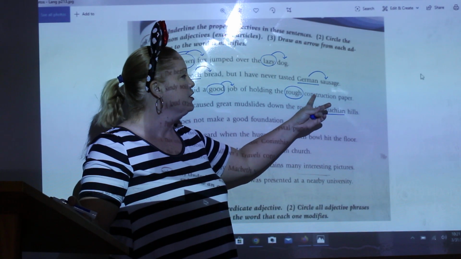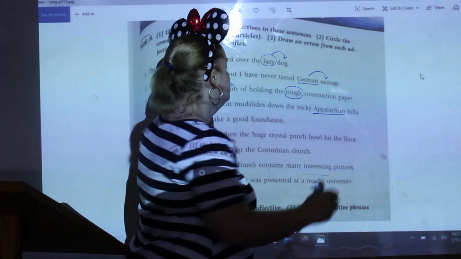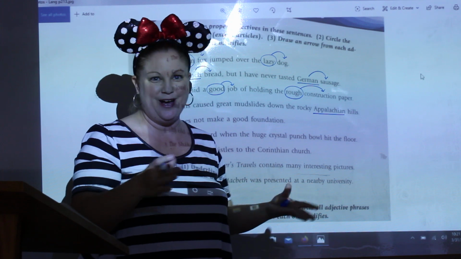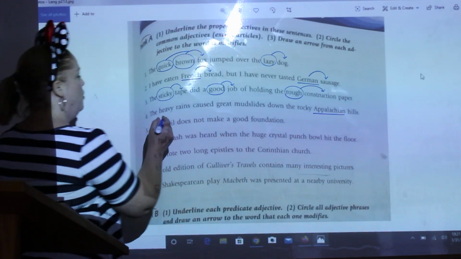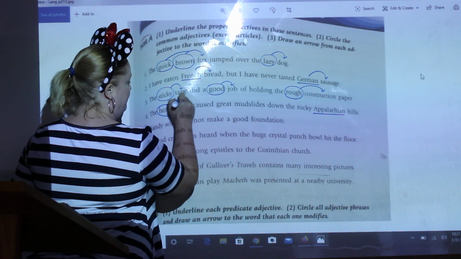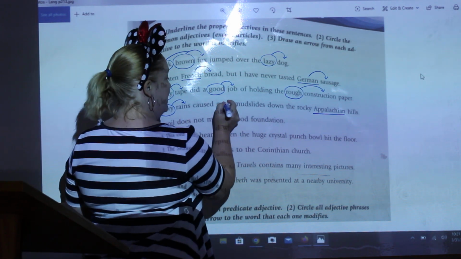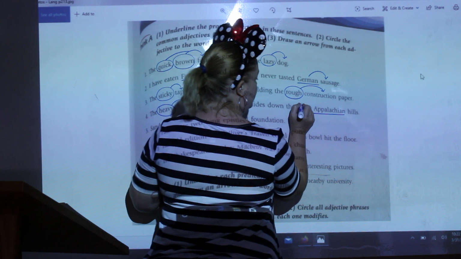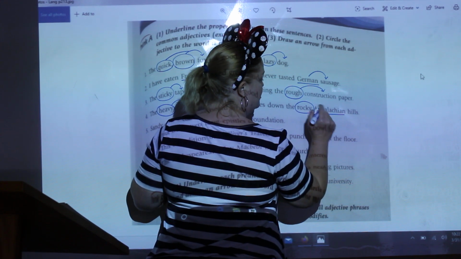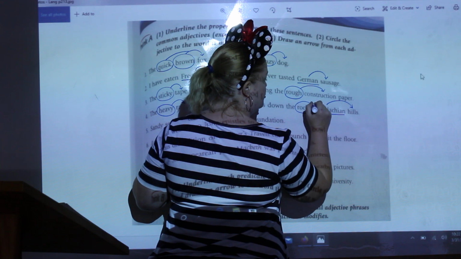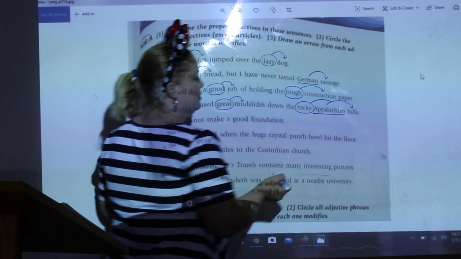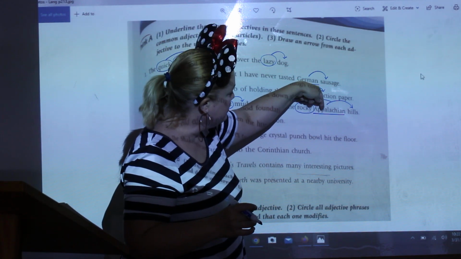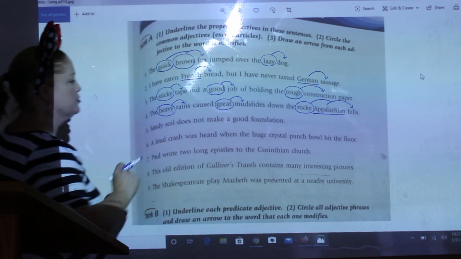Considered an adjective: construction paper. Okay. So we're going to say that rough is describing the entire noun, construction paper. Number 4, I've got heavy, which modifies rains, caused great, modifying mudslides, down the rocky Appalachian hills. So we've got 2 words describing hills. Notice I didn't put rocky describing Appalachian. Okay? They're both describing the hills.